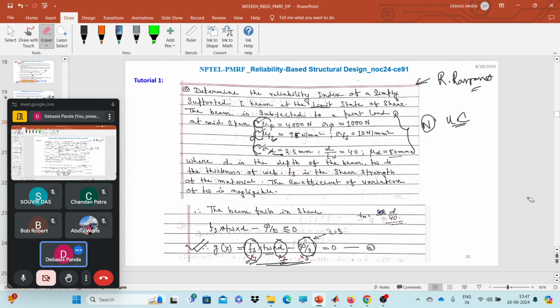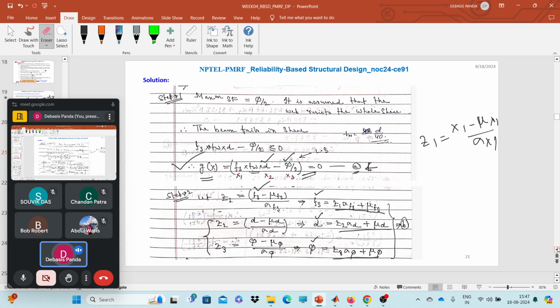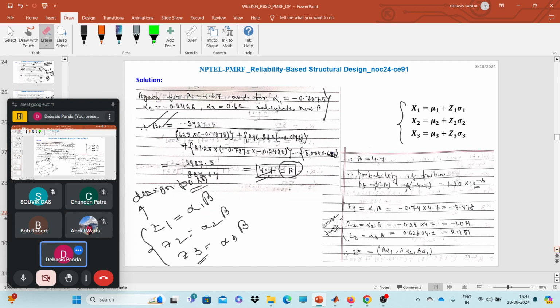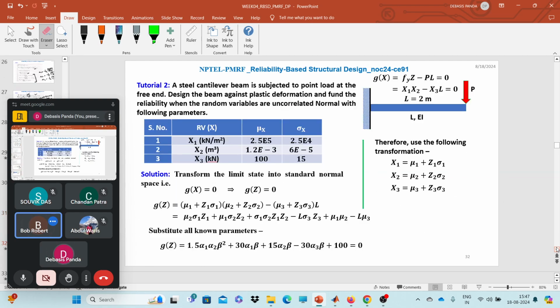Yes or no, Bob? Yes, in your design problem, we can do that. If you have the limit state, we can solve the reliability problem and get the new design points, right? So this is the application. Yes. If we solve another problem here, we will solve another problem again.